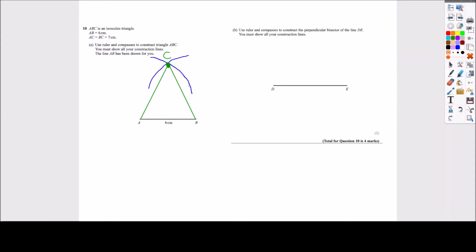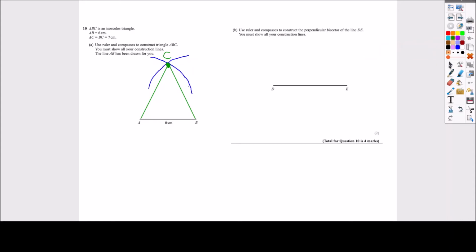Now for part B, we've got to do a perpendicular bisector of the line DE. Now perpendicular means it's at 90 degrees to DE, so it's just going straight down vertically somewhere. And the fact it's bisecting D and E means it's halfway along. So we basically need a line halfway along going straight down. But we've got to use ruler and compasses, which is a very accurate way of doing it.